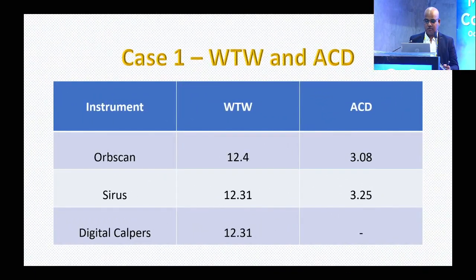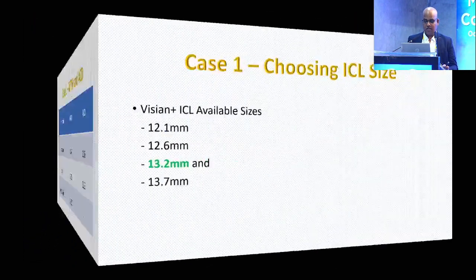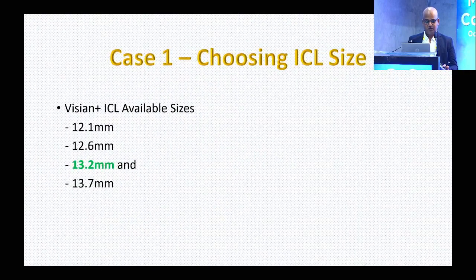So we decided to go ahead with ICL in this case. We have the habit of using three instruments: OPD scan, Ceres, and digital caliper. These are the white-to-whites and anterior chamber depth. So among all the available sizes, we decided to go ahead with a 13.2 mm ICL.